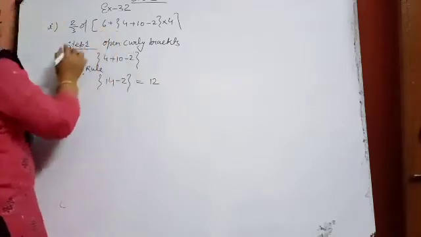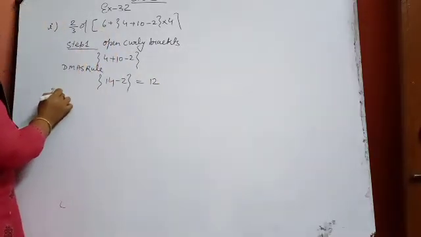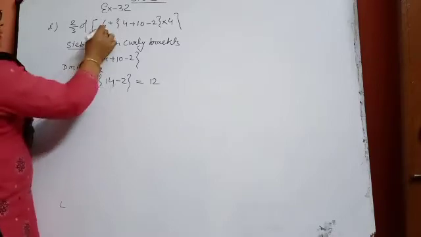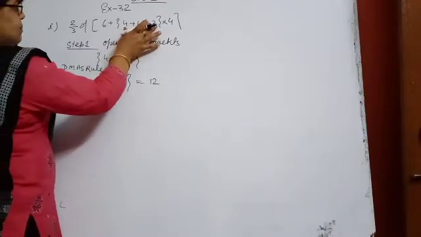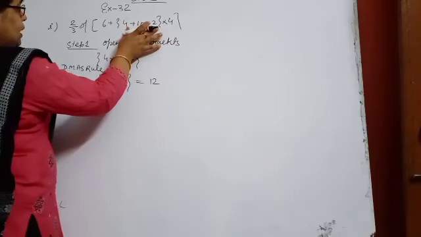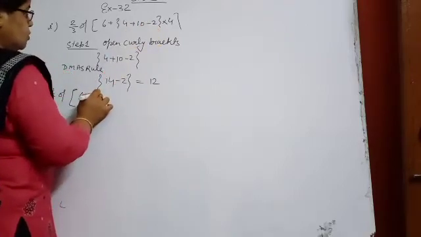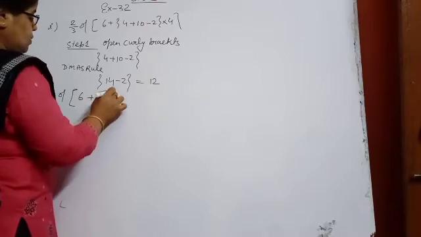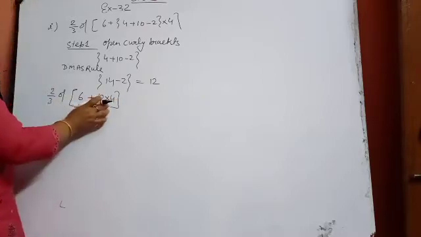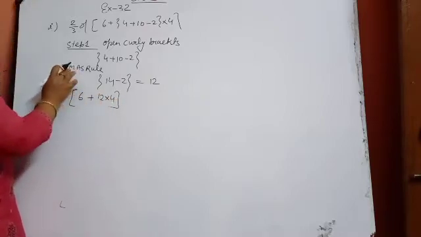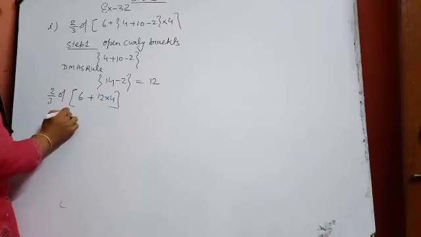Okay. So what will you write? 2 upon 3 of 6 plus this complete thing I have solved now, okay? Inside the bracket, what did you get? Plus 12 into 4. Now you can see that before addition, what came first? Multiply. So what will you do?